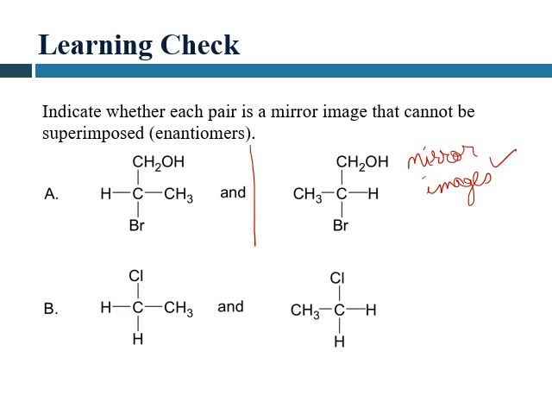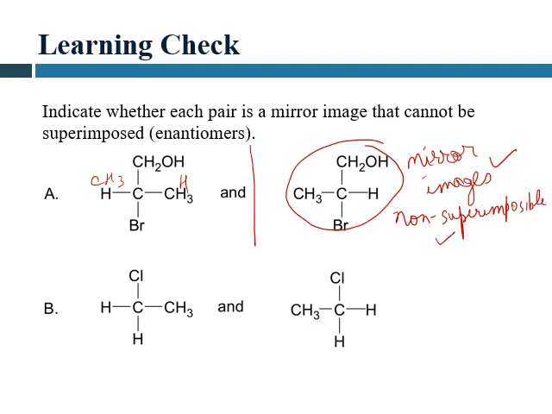The second is, are these superimposable or not? If I take this and move it directly on top of this, CH2OH and Br will hide each other, but CH3 will come here, hydrogen will come here, which means they are not going to hide. So these are non-superimposable, which means these are enantiomers. So both criteria should be met. Only then can you say these are enantiomers.